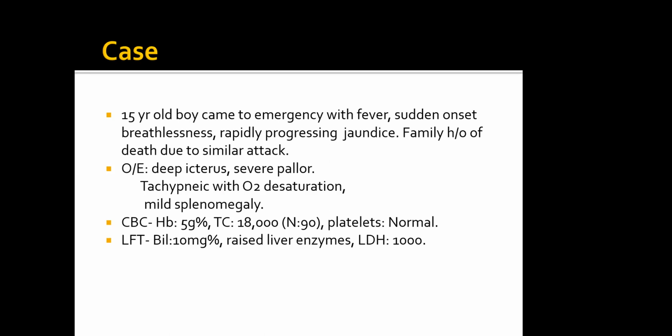They were raised liver enzymes, and the LDH was also high. Now, LDH is a surrogate marker for us. It just tells me that there is active erythropoiesis happening, and there's a lot of cell turnover happening. So there's destruction as well as production happening. But the family history of a similar attack and the desaturation and splenomegaly.